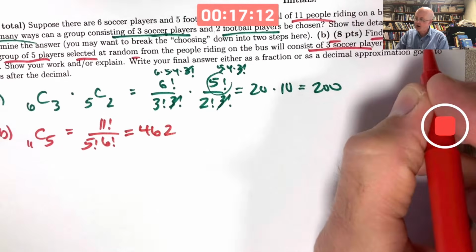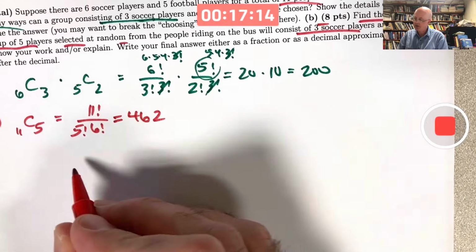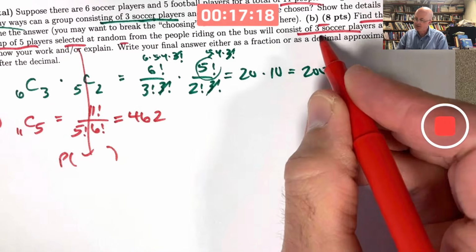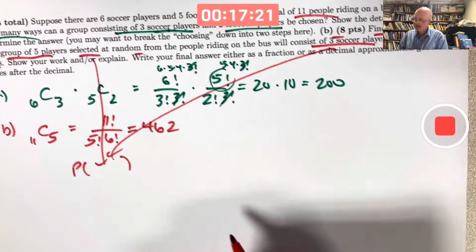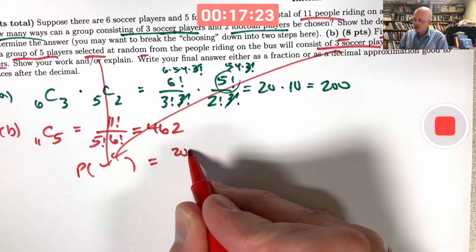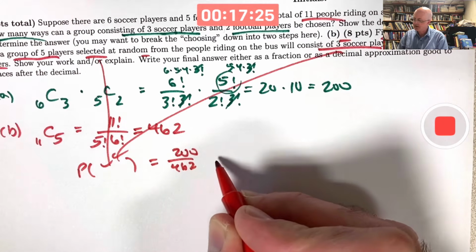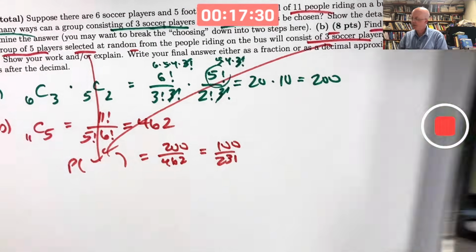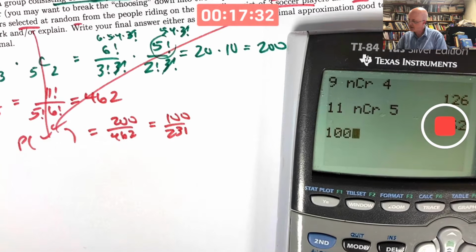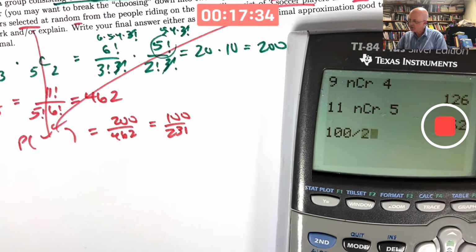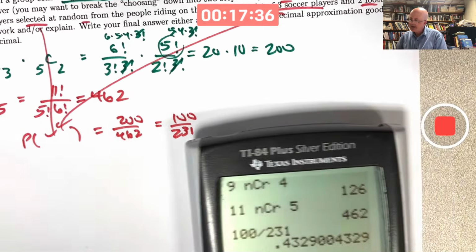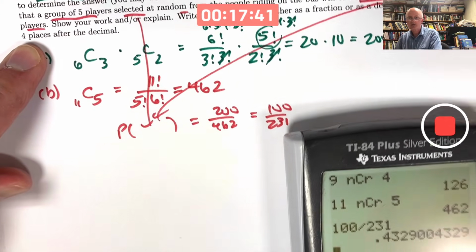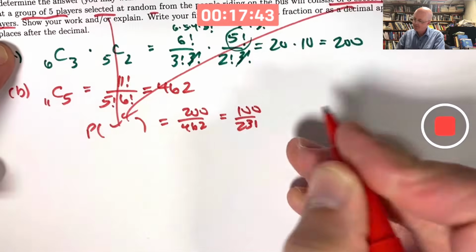That's not the final answer. We are after a probability, so we need to do the ratio. The probability of this thing here, where you've got 3 soccer players and 2 football players, is going to be the ratio 200 divided by 462. That's the same as 100 divided by 231. And it looks like that cannot be reduced anymore. One approximation, 100 divided by 231, and get it to 4 places after the decimal as is requested here. It looks like it's going to be 0.4329.